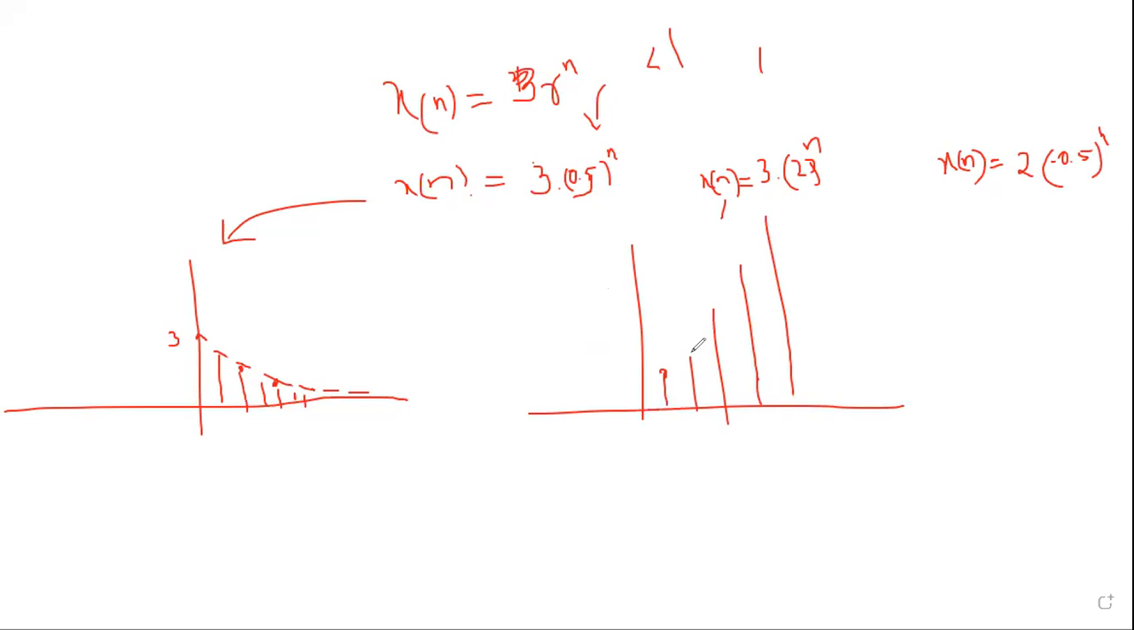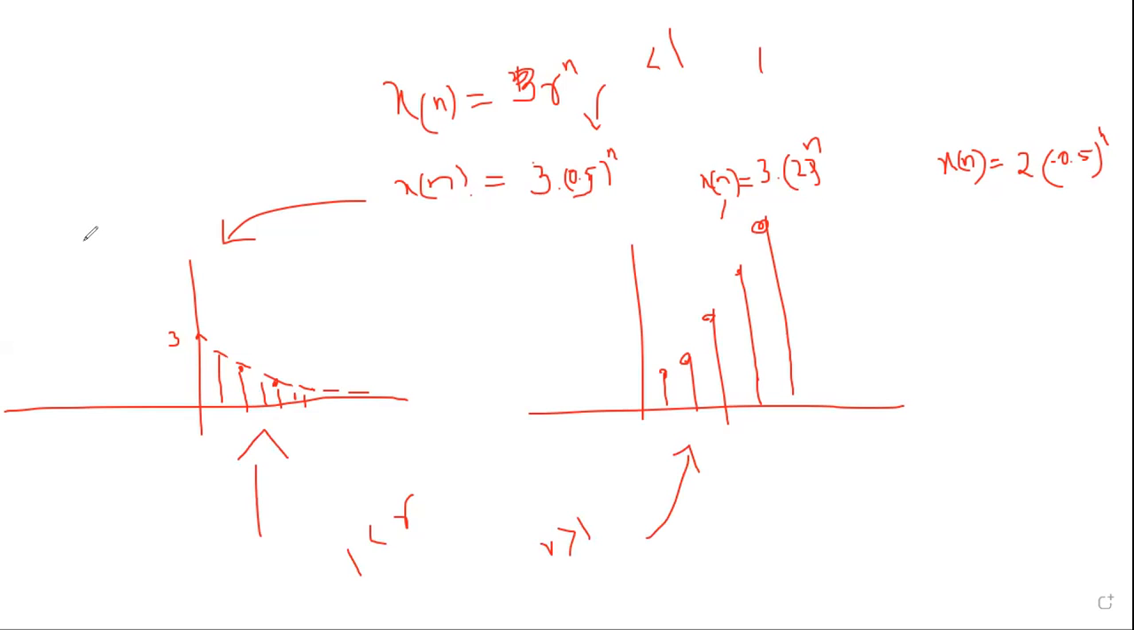So can you classify now? Earlier we had an A, right? Now instead of A, we have this R. So what do we say? For R less than 1, we have a decaying exponential. For R greater than 1, we have a growing exponential. What about the left side, by the way?